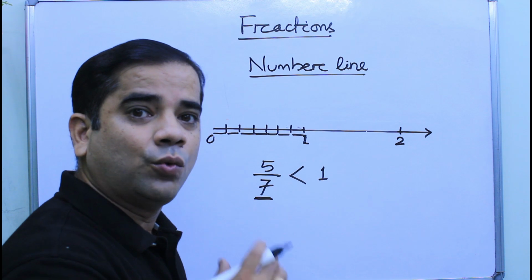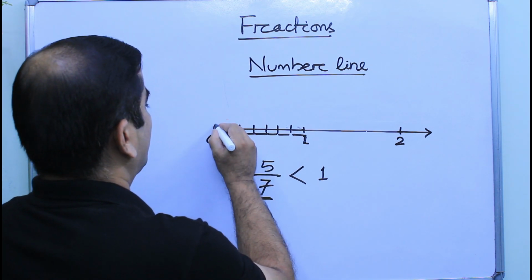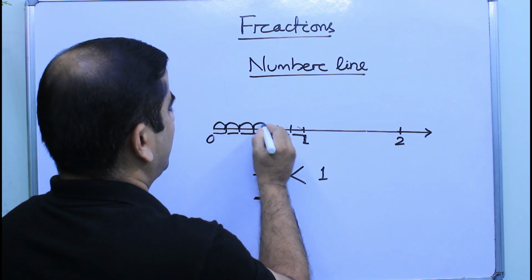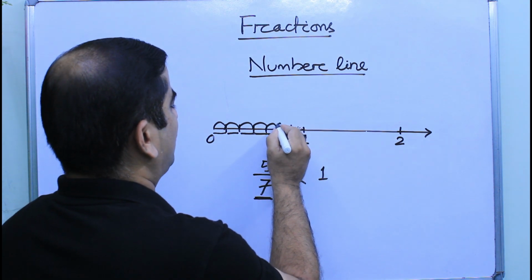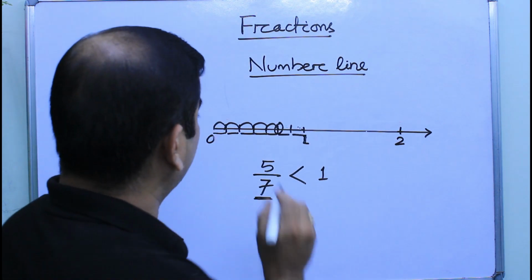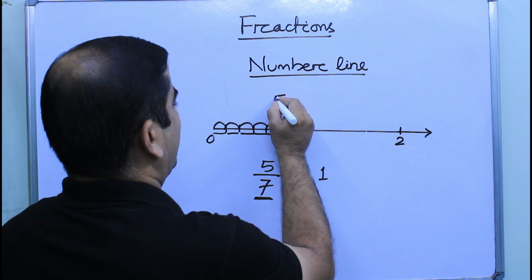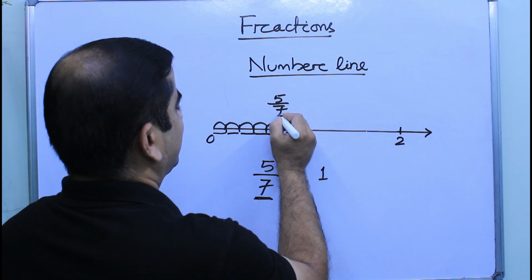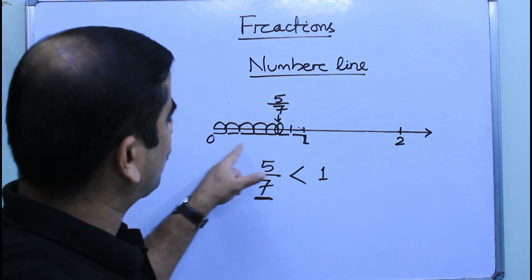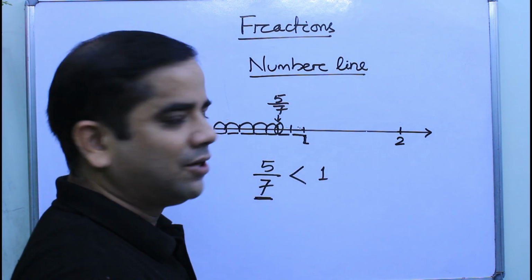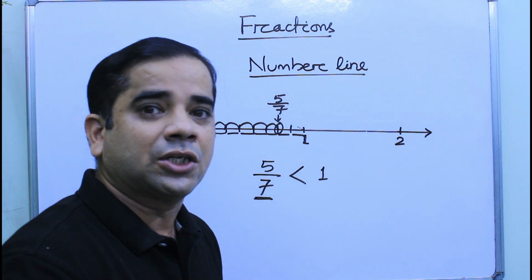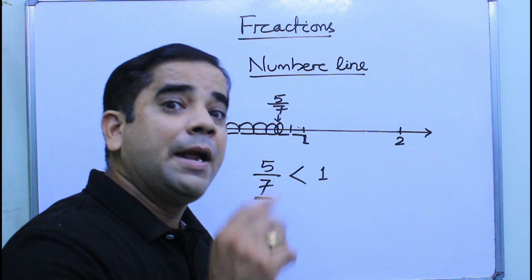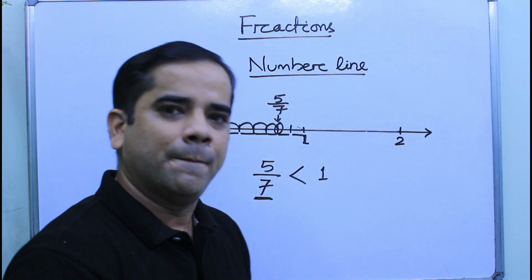Now what we need to do? We need to take out 5 parts. 1, 2, 3, 4 and 5. So where do we reach? We reach over here. So this is nothing but 5 by 7. 5 parts out of 7 equal parts. Hope you understand. Let us now discuss how to represent improper fractions on a number line.